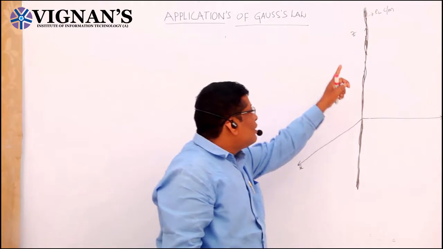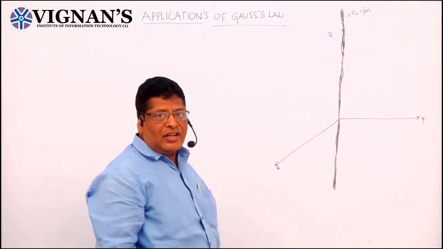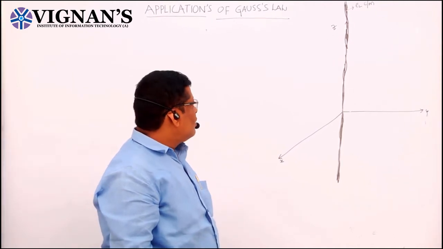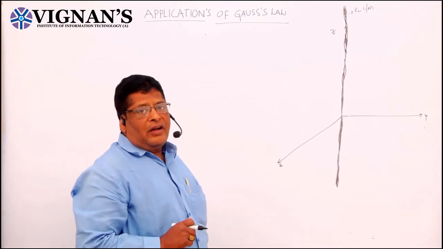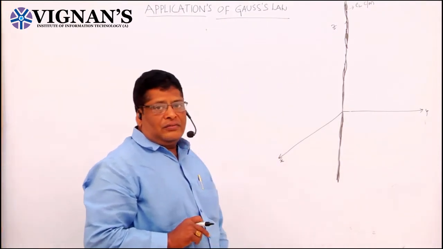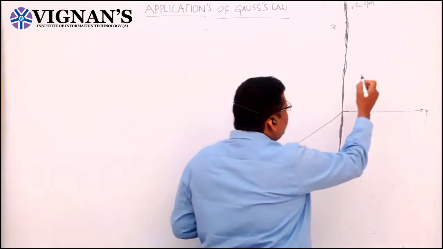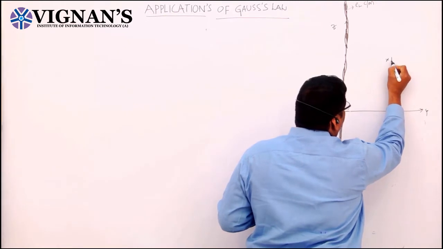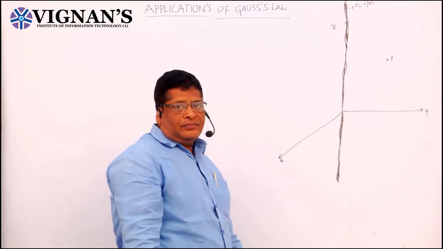See here, we have taken the line charge which is placed on the z-axis. Now we want to find out the electric field intensity due to this line charge. Take some point. This is the point P at which we are going to calculate the electric field intensity.